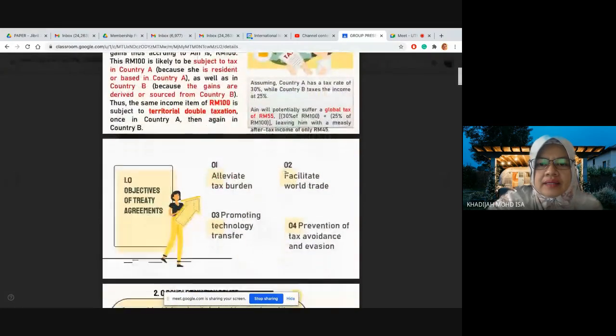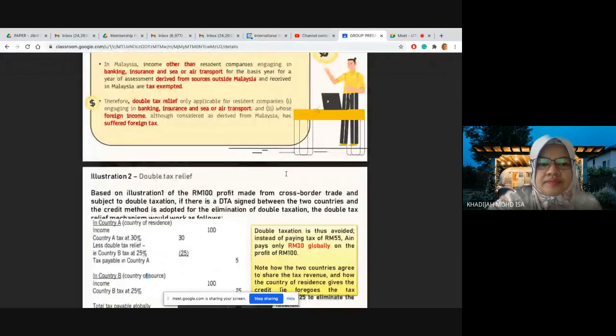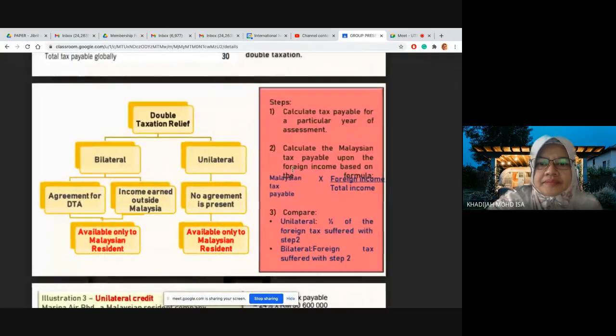I think there is a small error in the code here. Okay, can you refer to this slide? When you want to compute the unilateral or the bilateral relief, you have to do some computation. Number one, you have to calculate the tax payable for a particular year of assessment. Remember that when we deal with double tax relief, we compute income from overseas, meaning a person having income in Malaysia also has income overseas.